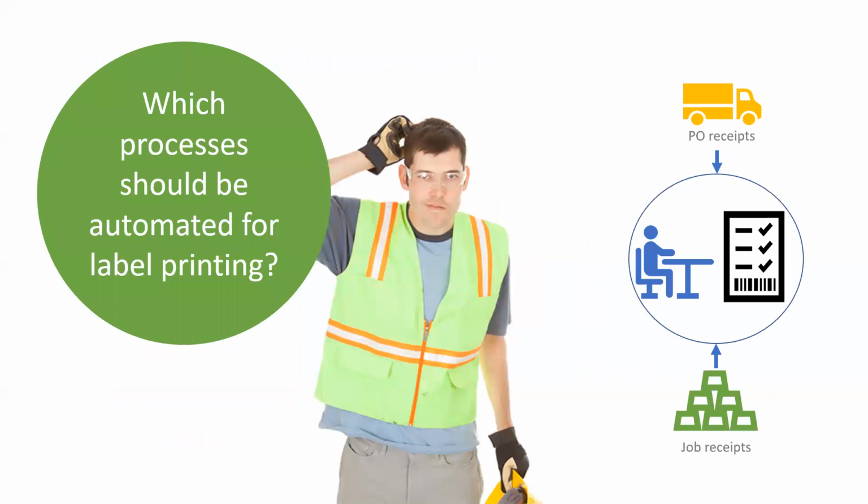Two of the most critical process points to automate the label printing are at the time of initial PO receiving, and then when you're doing job receiving to bring finished goods back into inventory as well. One of the benefits of using riteSCAN is you can automate the printing process directly with the transactions for each of these that are occurring in real time through riteSCAN.